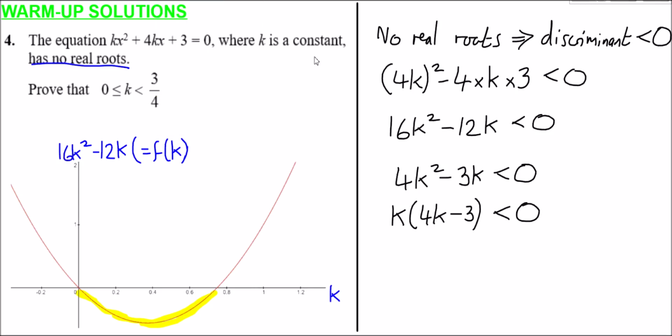So therefore what we need is for k to be in between 3/4 and also greater than 0. However, you might be wondering, if a discriminant is less than 0, how we can have this inequality symbol here. Well, we can. I'm going to explain why. This symbol here, we're allowed it to be 0, but k must be less than 3/4.